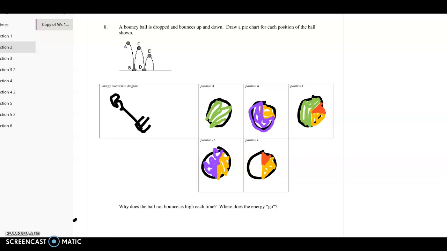deformation. All right, and then I've got more height again, but still I can't be at the highest height, right? So there we go. Does the ball, why not? Energy goes into the random molecules moving faster, so thermal.